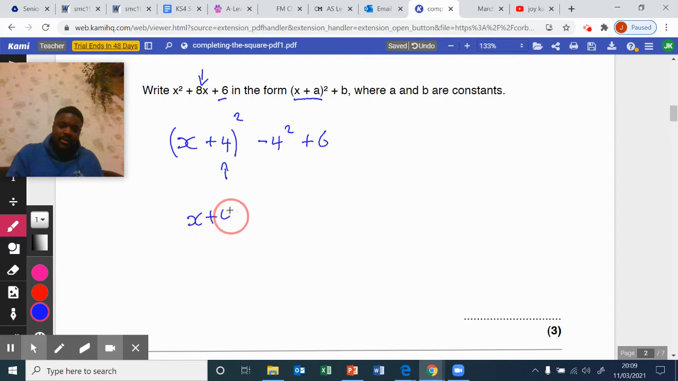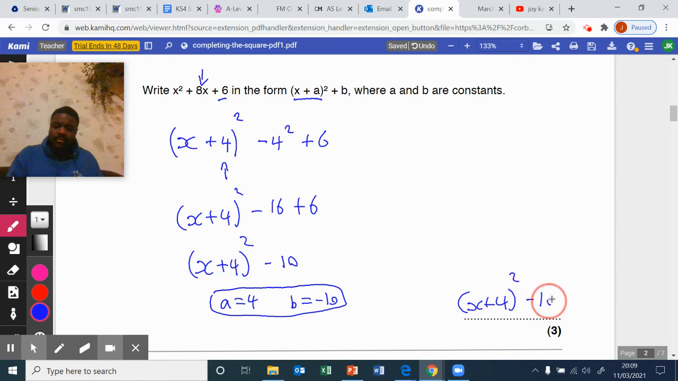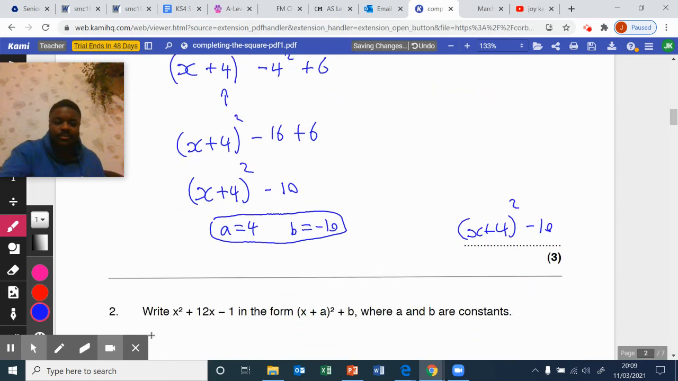So (x plus 4) all squared minus 16 plus 6, which simplifies to (x plus 4) all squared, and minus 16 plus 6 is minus 10. So if you had to, they haven't asked you to do that here, but you can say a equals 4 and b equals minus 10. This is just me naming these things. But your final answer would be (x plus 4) squared minus 10. That's it. Let's move on to the next question.